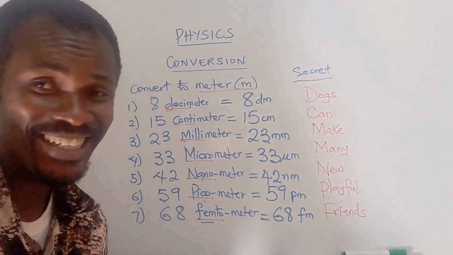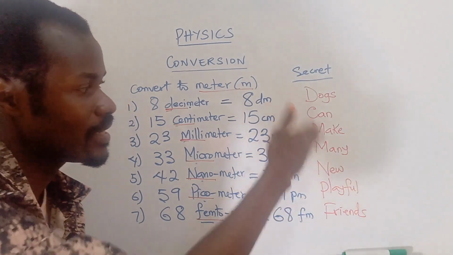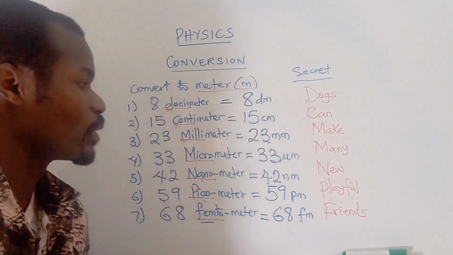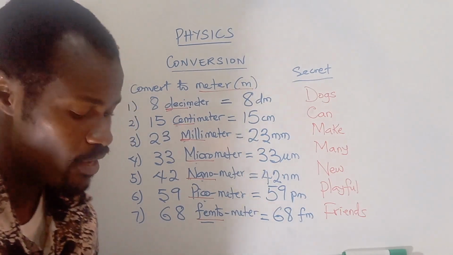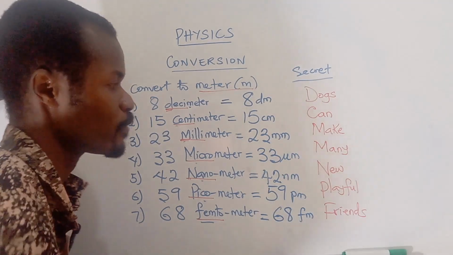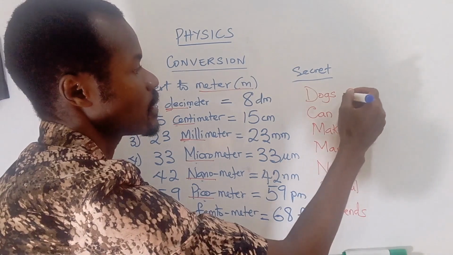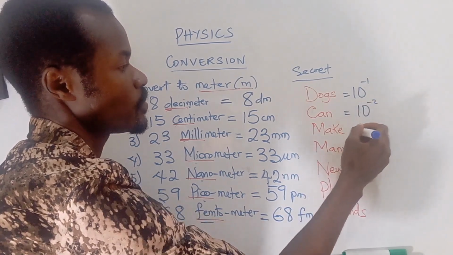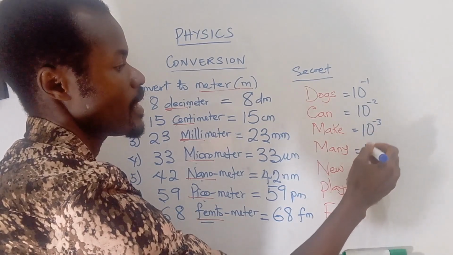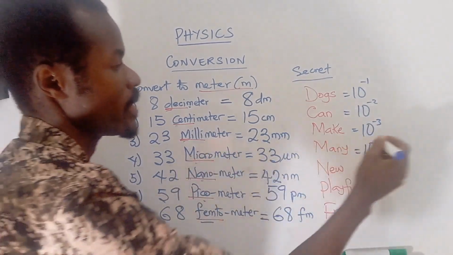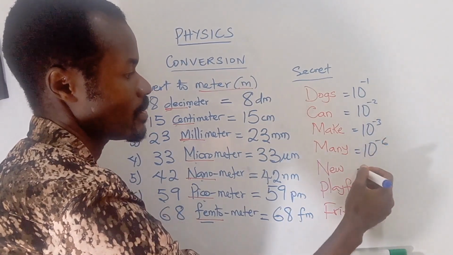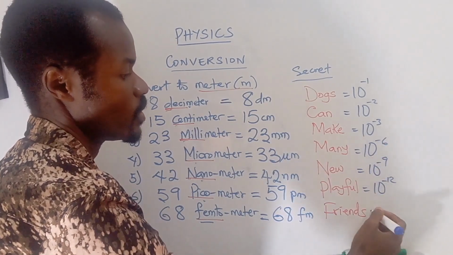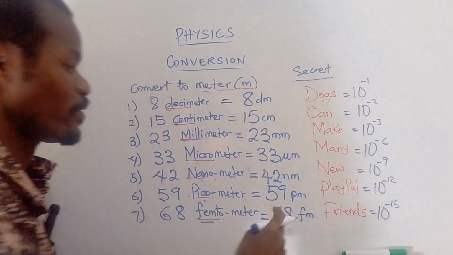All right, so that gives us this simple little secret. Dogs can make many new playful friends. Once you can recall that, you can be able to remember your sub-multiples. Now also, just to wrap it up, for the first one, you have 10 raised to the power of minus 1. The second one is 10 raised to the power of minus 2, then 10 raised to the power of minus 3. Now from this point, which is micro, go by 3, so minus 6. Okay, minus 9, by 3 minus 12, and by 3 minus 15 for femto.